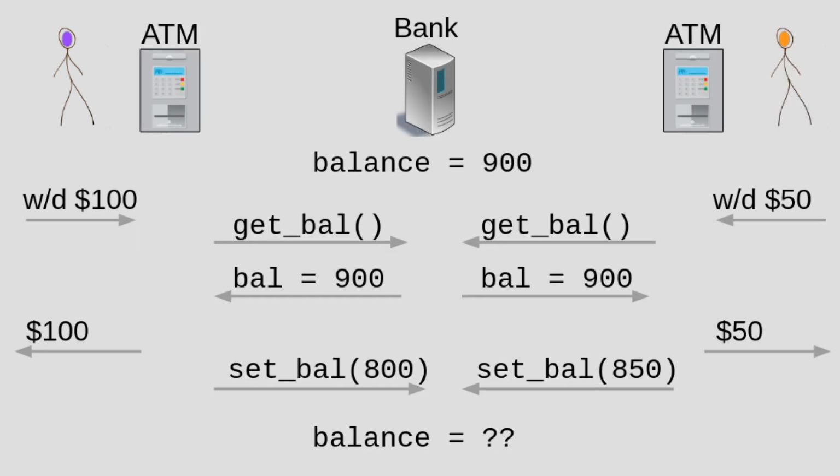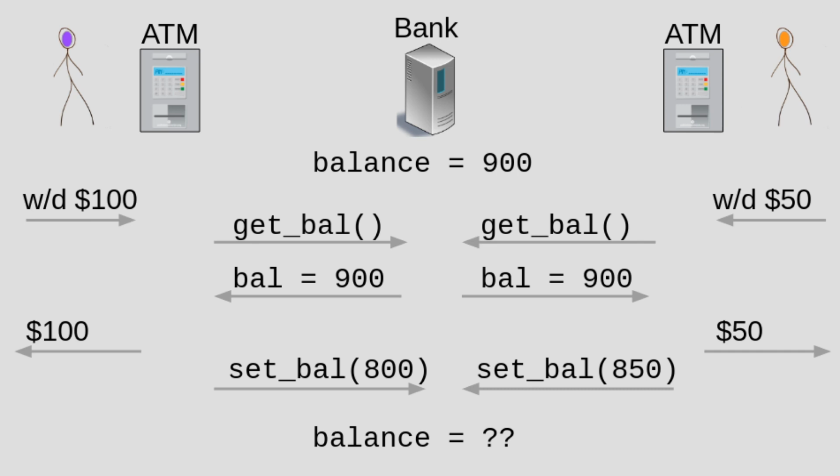Now let's see what happens if Purple and Orange share a checking account. Purple and Orange both walk up to separate ATMs at around the same time, and they both want to withdraw money from their shared checking account. So Purple walks up to the ATM and says, I'd like to withdraw $100. At around the same time, Orange walks up to some other ATM and says, I'd like to withdraw $50. Both ATMs have to query the bank to find out what the balance is, so they each send a get balance request to the bank. The balance is $900. The bank responds to each request with balance equal to 900.